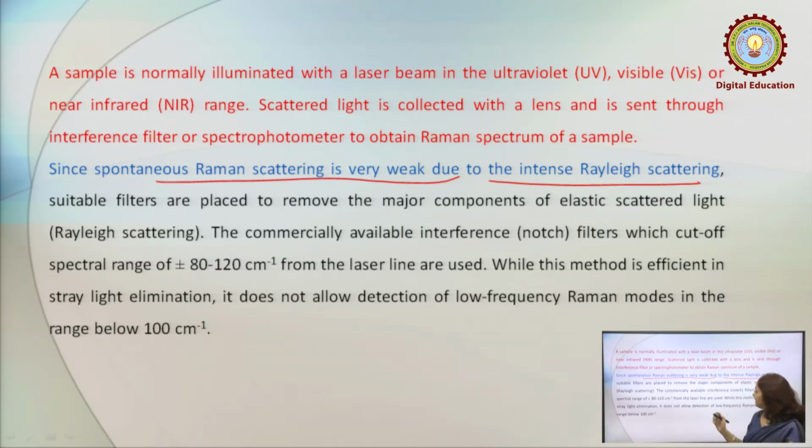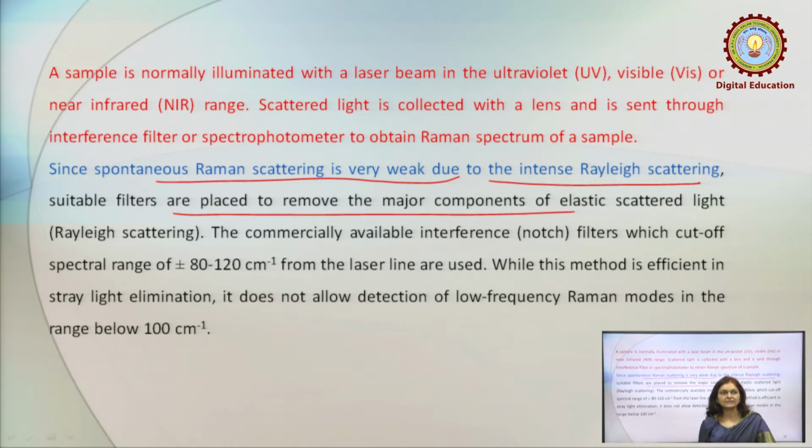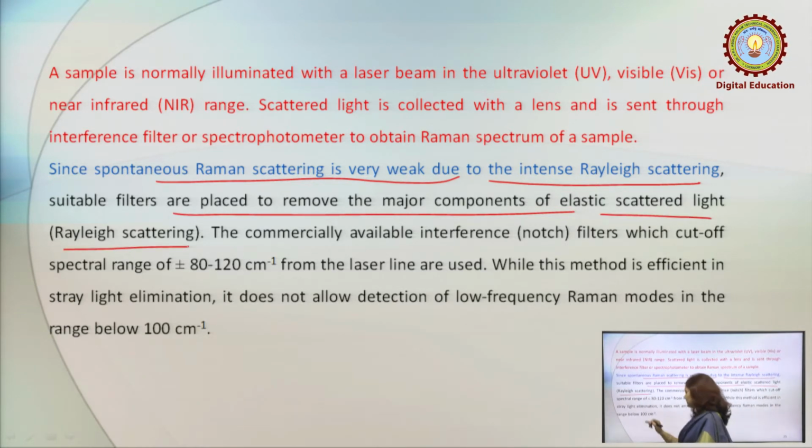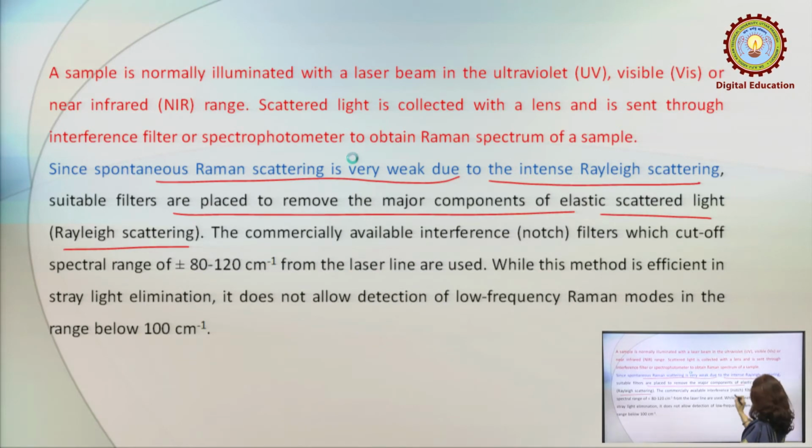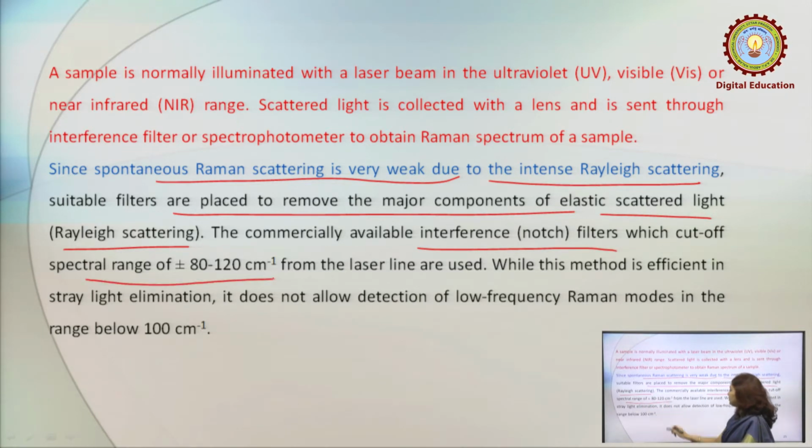So, suitable filters are placed to remove the major components of elastic scattered light. Elastic scattered light means Rayleigh scattering. This is your filter. With the help of this notch filter, we cut off the elastic scattered light so that only inelastic scattered light passes through the lens. For this, commercially available notch filters are used, which cut off a spectral range of 80 to 120 centimeter inverse.